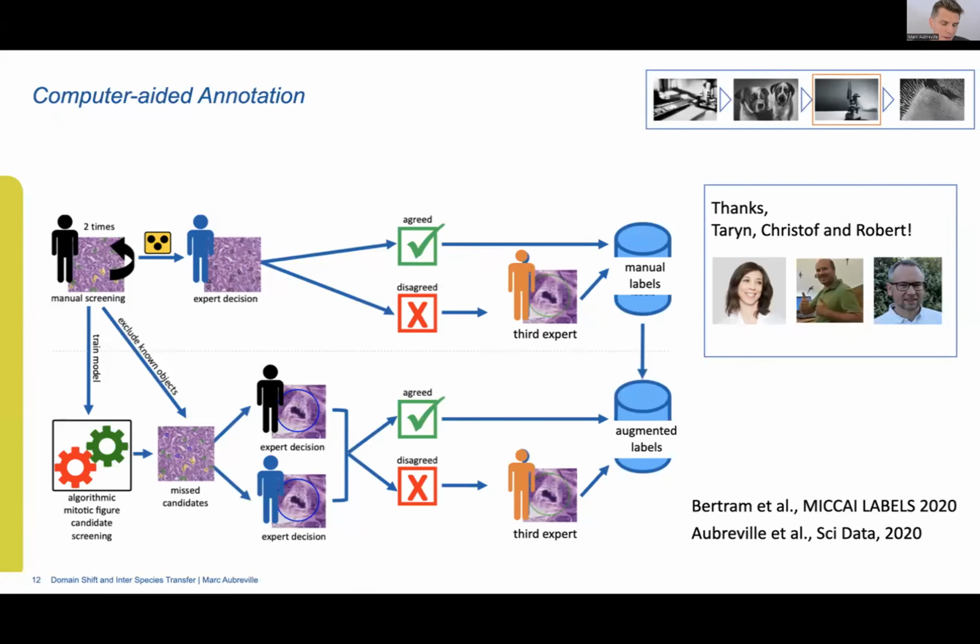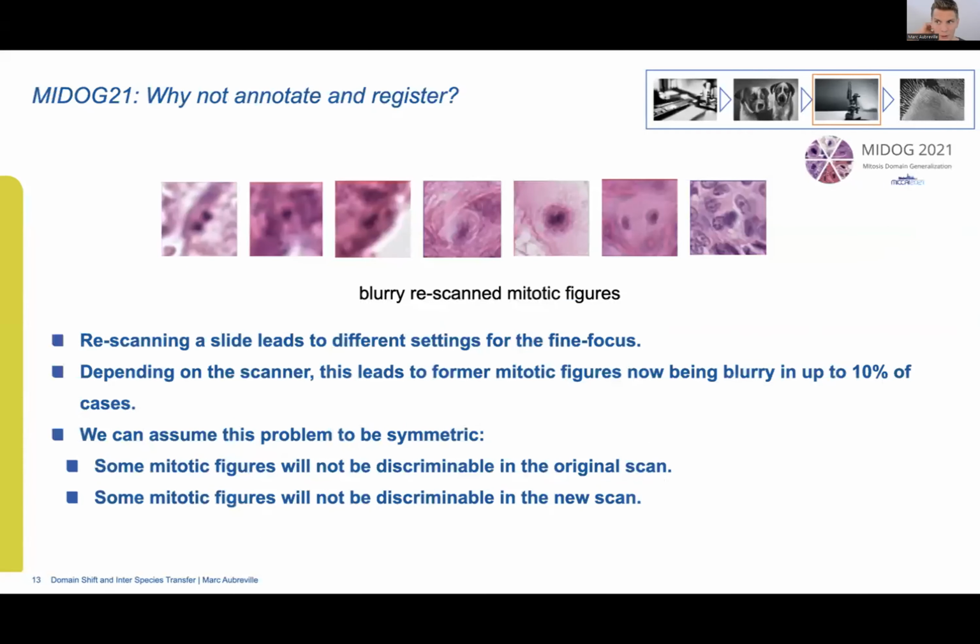One of the questions that we've been asked over and over again is something that I haven't talked about so far, but I think it's very interesting. Since we're working with the same tissue, why not just annotate on one slide and then register to all scanners, right? That would actually be much easier for us to do. And the answer is actually not as simple as you would expect, because we did this kind of experiment post hoc, after the challenges, and we found out that rescanning a slide, even maybe with the same scanner, leads to very different settings for the fine focus on an image region.